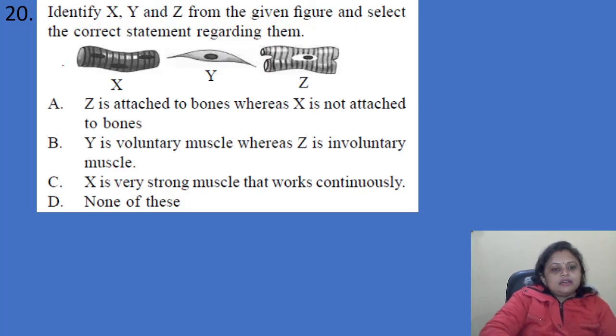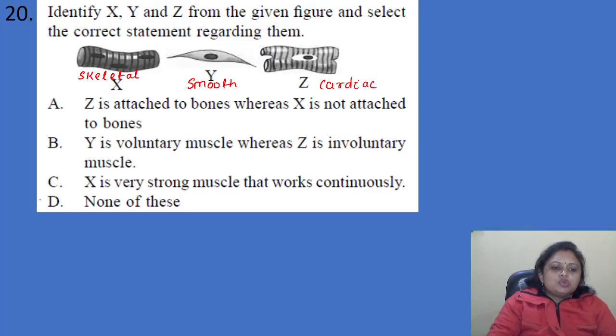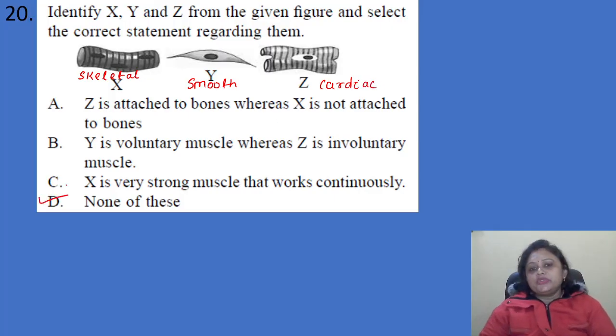What is X here? X is skeletal muscle. Okay. Then Y, it is smooth muscle, and Z, it is cardiac muscle. So here the correct answer is option D, that is none of these.